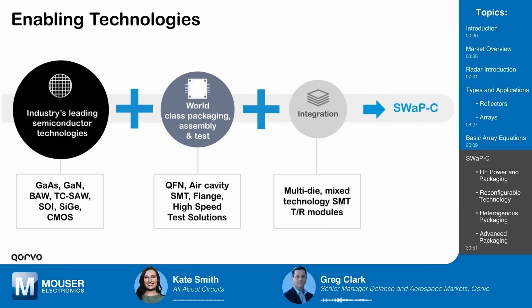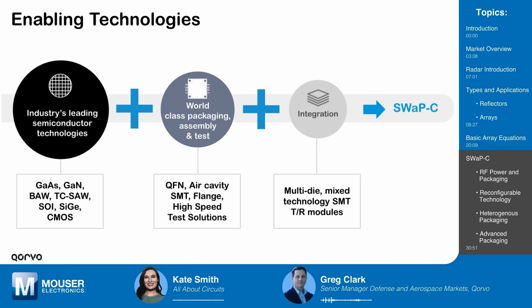You couple that with packaging, world-class packaging. That's not necessarily specific to Qorvo, but I like to think we're world-class. But QFNs, so quad flat, no lead packages. This is a plastic overmold package. You have air cavity surface mount packages for performance at the higher frequencies. Flange packages. This means they have a slug of metal connected to the base.